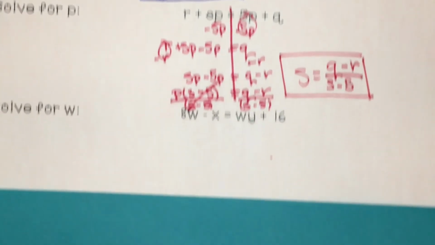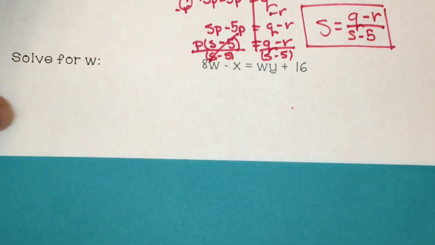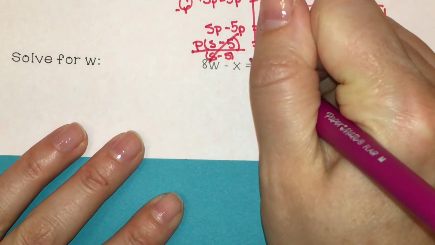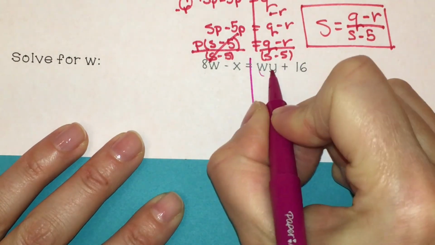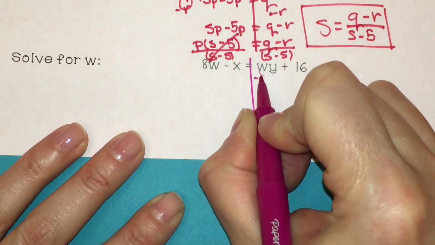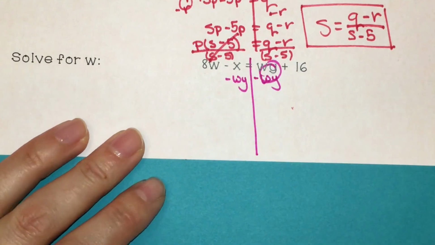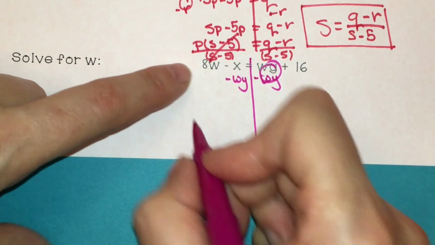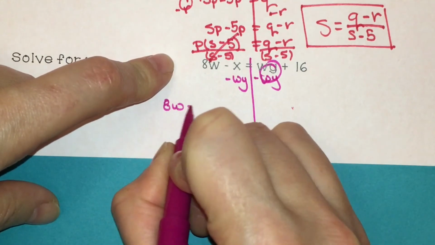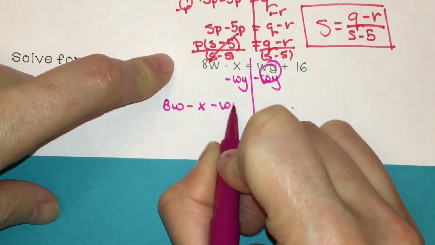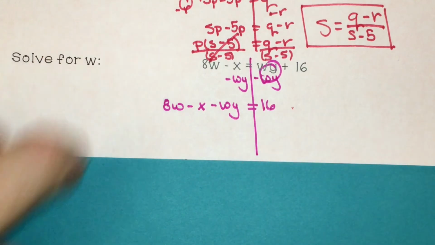All right, last one. Right, move our w's to the same side. I'm going to move this positive wy by subtracting wy. wy minus wy is 0. Here we have an 8w minus x minus wy equals 16.